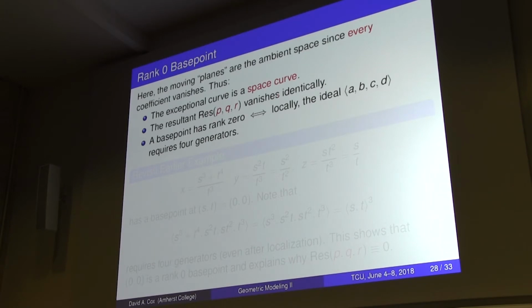And so at any point in the space, the three moving planes vanish because all their coefficients are 0, like duh. So this is the case where the resultant vanishes identically. And this is why I don't think it matters what kind of resultant you use. This local behavior is enough to just kill it.